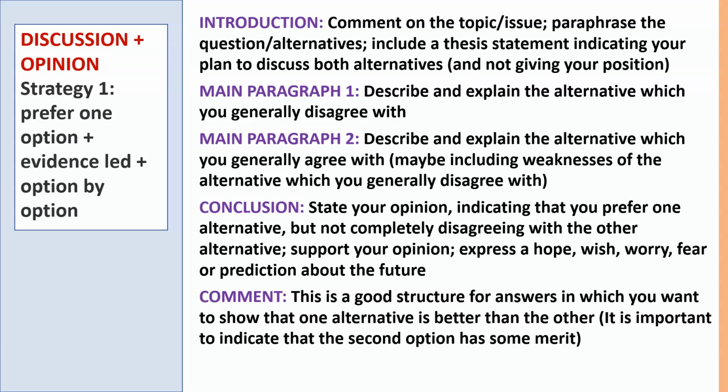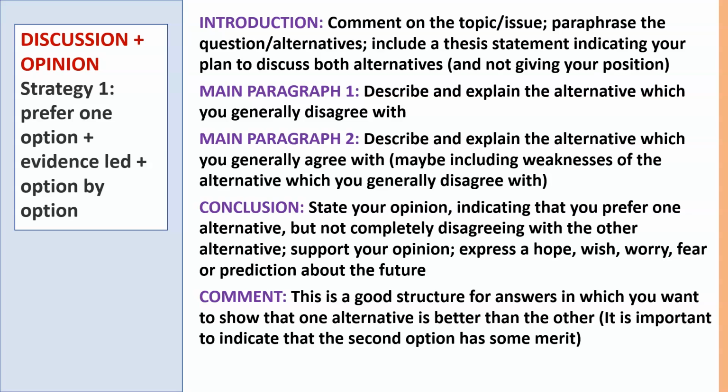So firstly, we're looking at writing where you prefer one option, where it's evidence-led, and where you're writing option by option. Let's see how we would do this. So firstly, you need to probably comment on the general topic or the issue. You might paraphrase the question, you might paraphrase the alternatives, and include a thesis statement indicating that you plan to discuss both alternatives. Critically, not giving your position, not giving your opinion here, because this is evidence-led. We will come to that in the conclusion.